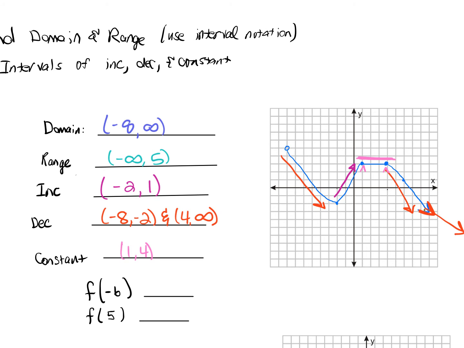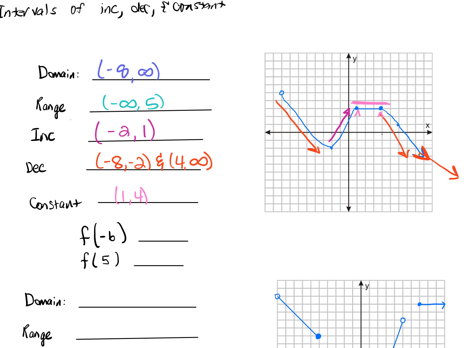The last part of this question that we're finding is f of -6 and f of 5. So when x is -6, what is your y value? If we go to -6, 1, 2, 3, 4, 5, 6. The ordered pair that we're looking at is here. So the y value for that ordered pair is what? 2. So f of -6 is just 2. If we find f of 5, that's this point here. So that's 5 comma what? 2. So f of 5 is 2.